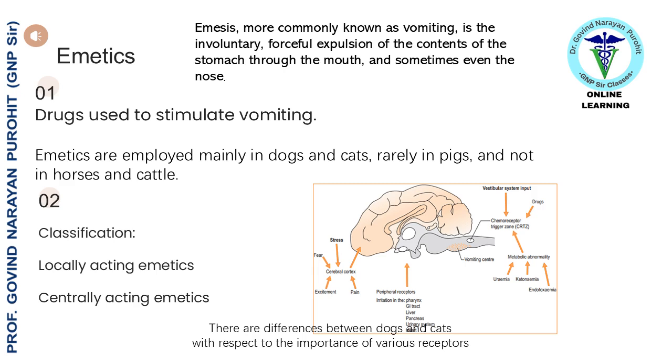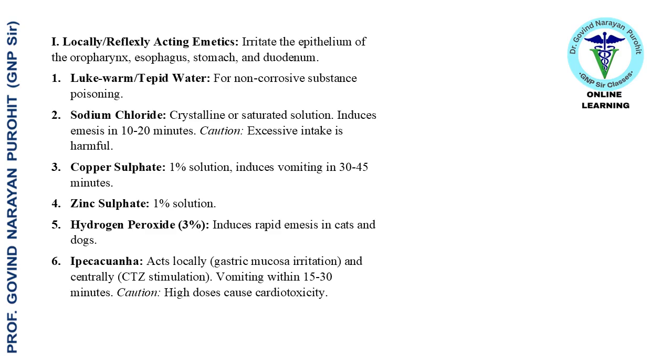Emetics are drugs used to stimulate vomiting. The emetics can be classified into locally acting and centrally acting emetics. I. Locally, reflexly acting emetics, irritate the epithelium of the oropharynx, esophagus, stomach, and duodenum. Lukewarm, tepid water, for non-corrosive substance poisoning. Sodium chloride, crystalline or saturated solution. Induces emesis in 10-20 minutes. Caution: excessive intake is harmful.